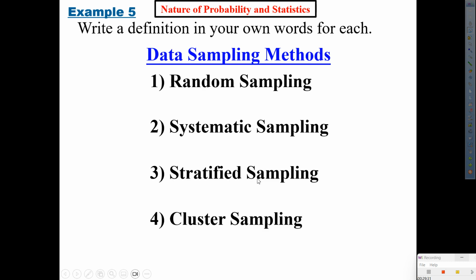So with that said, on the screen, let me send you the screen. I want you to write in your own words a definition for each of those now that you have experienced the whole thing. In your own words, what would be a definition for random sampling, systematic sampling, stratified, and cluster? Go.